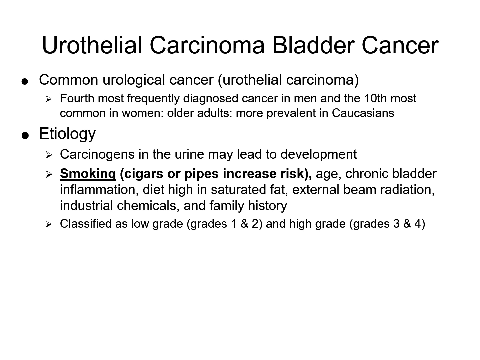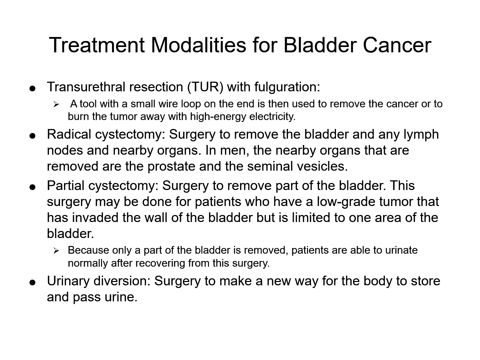It's classified as grades, low grades, which is 1 to 2, and high grades, which is 3 to 4. Well, how do we treat this? Most times, if it's a bladder cancer, they're going to do a transurethral resection with fulguration. What they do is they put a little wire loop and they go up in there and they remove that cancer or burn the tumor away with electricity.